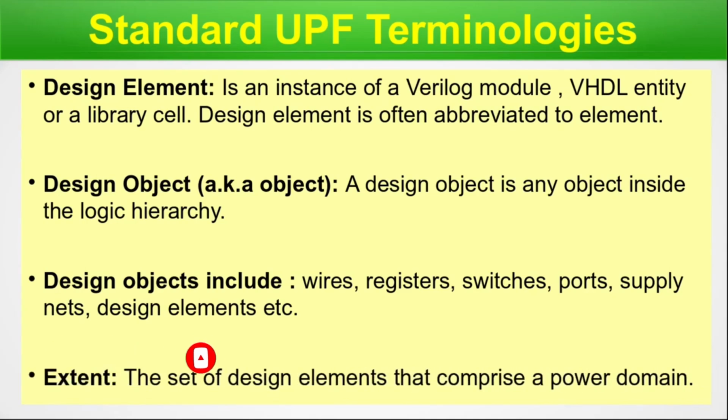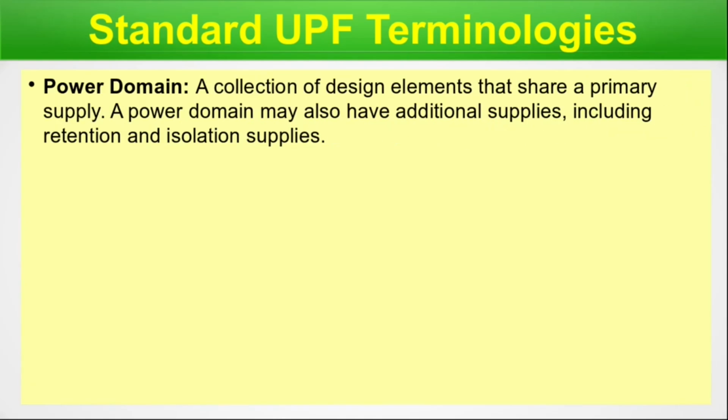Next is the extent, the set of design elements that comprise a power domain. So this is the extent, the set of design elements that comprise the power domain. So it's related to the power domain. We'll see later when I define different power domains. Power domain: a collection of design elements that share a primary supply. A power domain may also have additional supplies, including retention and isolation. So this is the definition of a power domain.